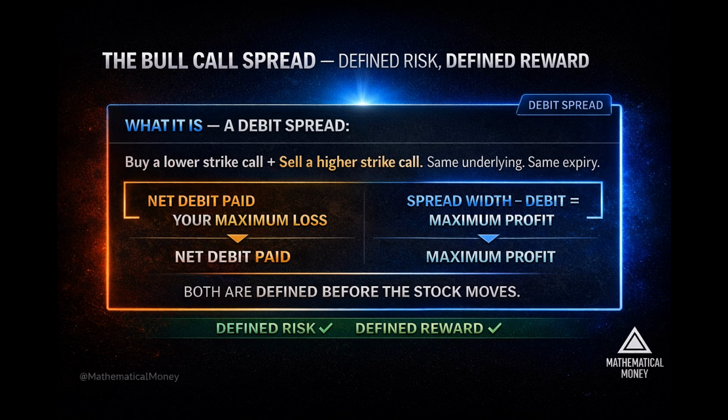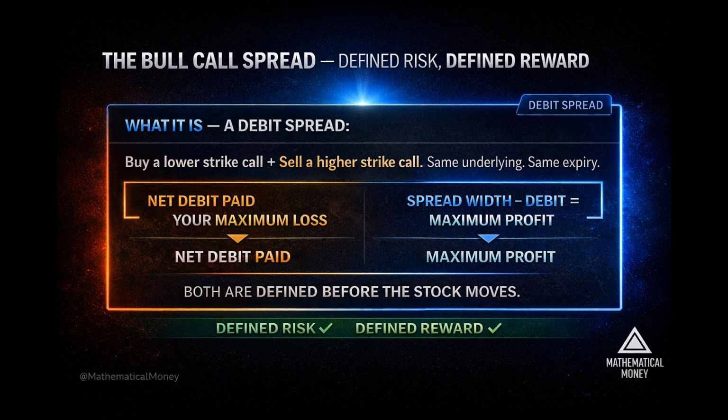A bull call spread is a debit spread. You buy one call option at a lower strike and simultaneously sell one call option at a higher strike. Same underlying, same expiry. Buying the lower strike call gives you the right to buy the stock at that price. That is your bullish bet. Selling the higher strike call caps your maximum profit, but pays you a premium that reduces your total entry cost.